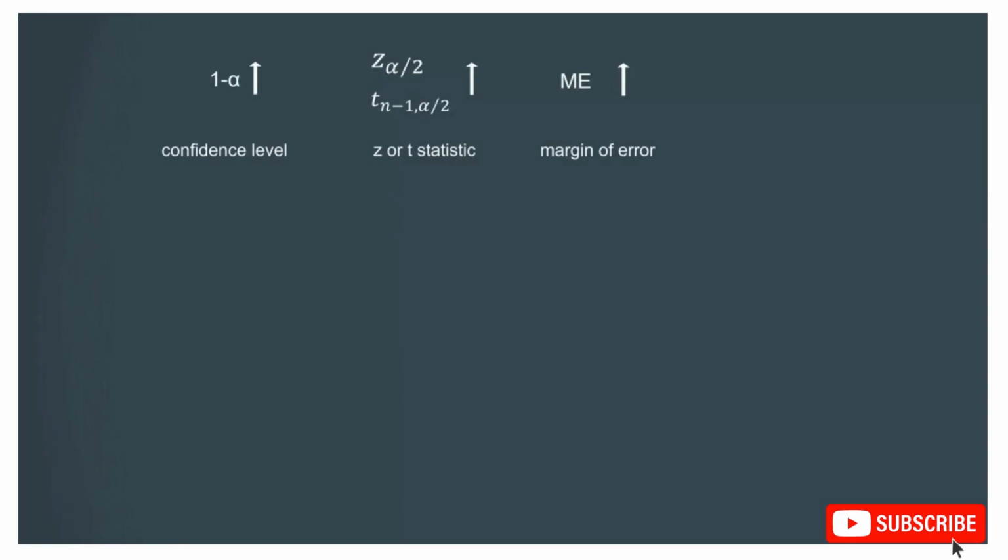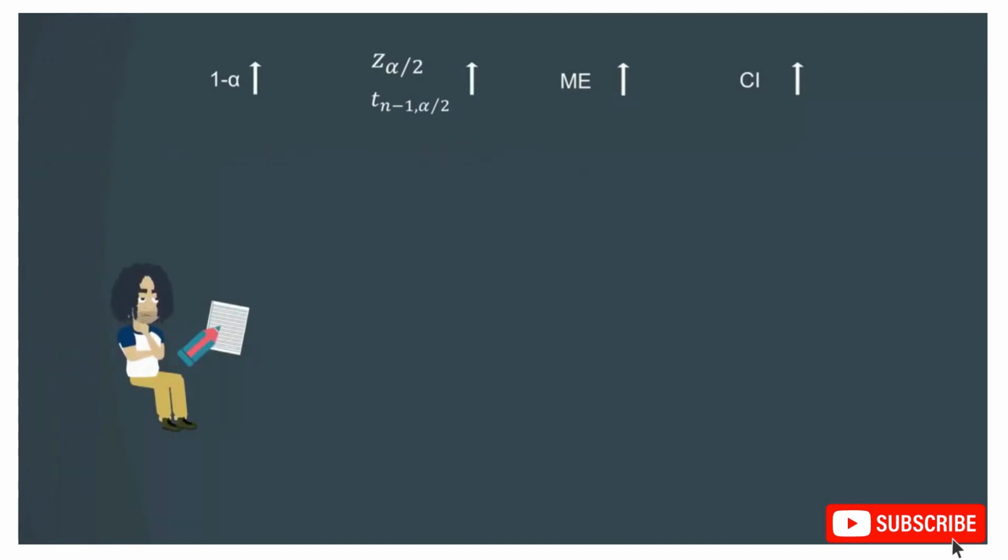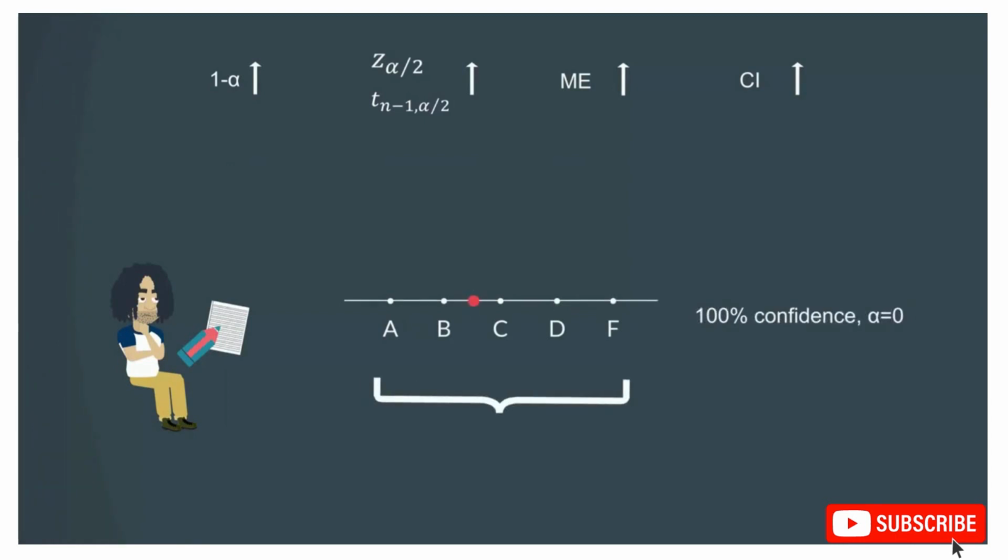This leads to a wider confidence interval. Think about this example. You took an exam and you want to make a prediction about the mean grade obtained by all exam takers. As A, B, C, D, and F are all possible grades, we are 100% confident that the mean grade will be in the confidence interval from F to A.